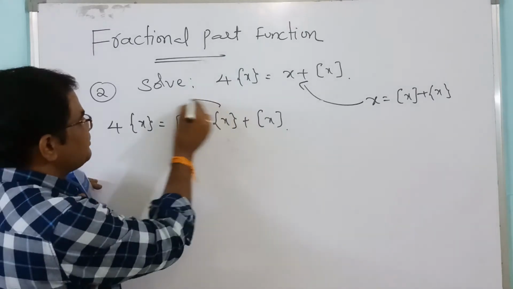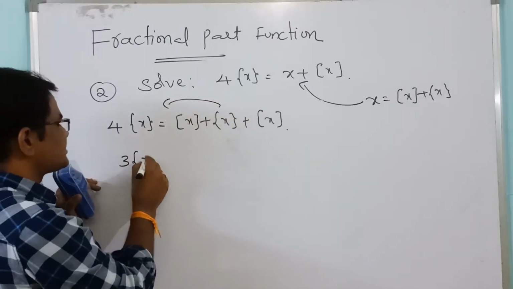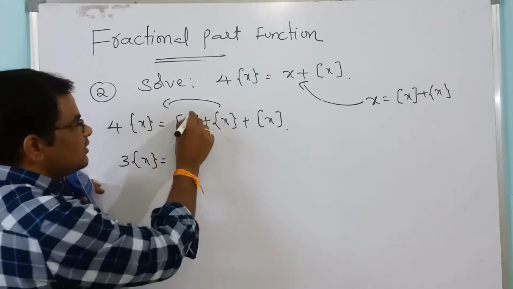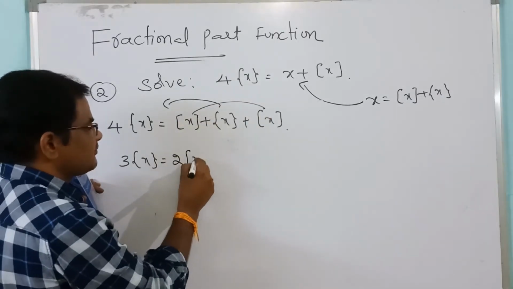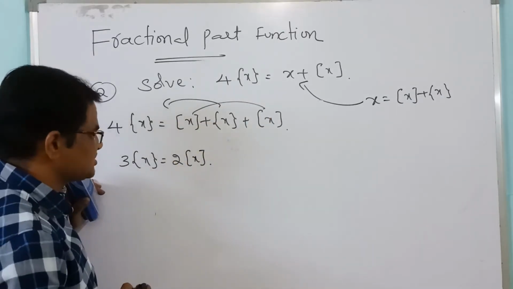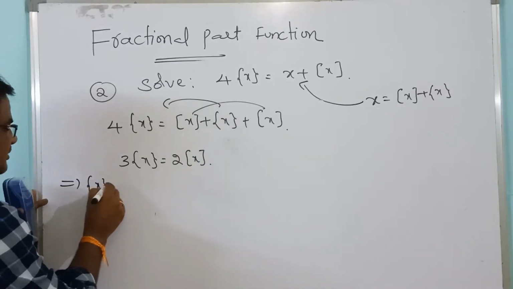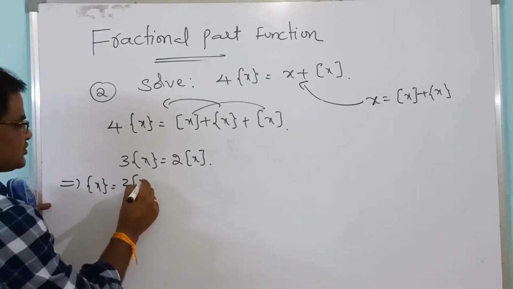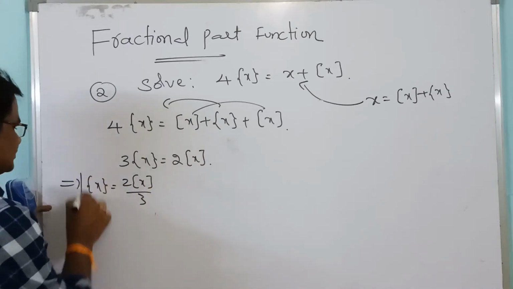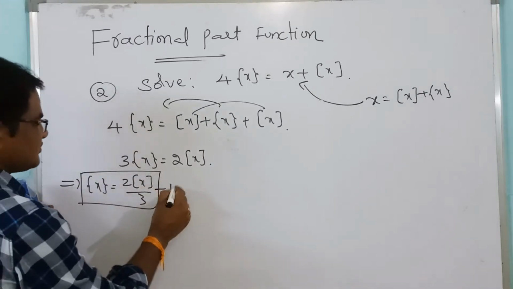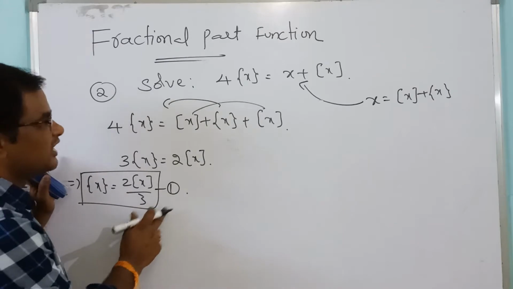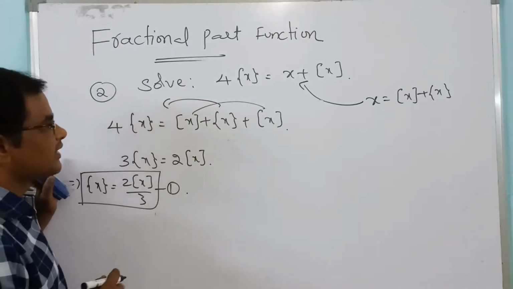Now bring this side, so 3 times the fractional part of x equals 2 times the greatest integer function of x, that is [x]. That implies the fractional part of x equals 2 times [x] by 3. Take this as equation number 1. This is the main point in this question.